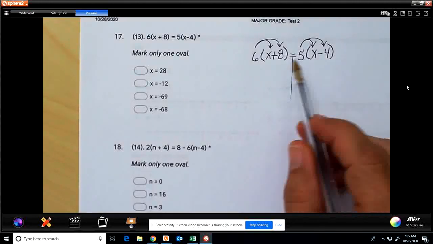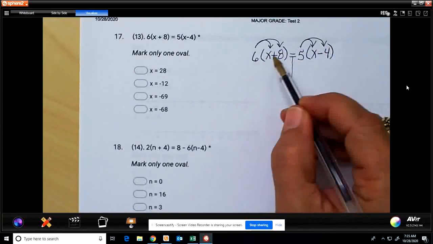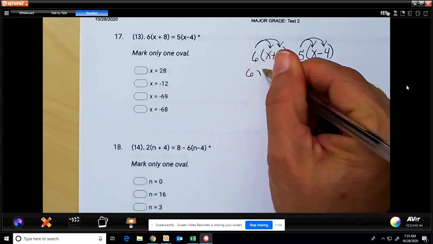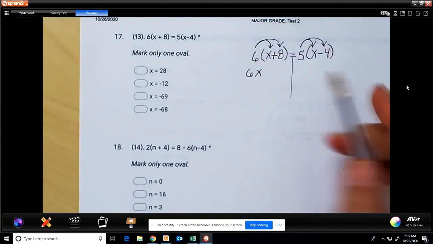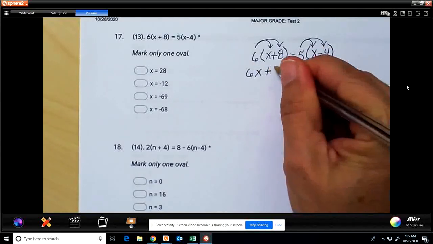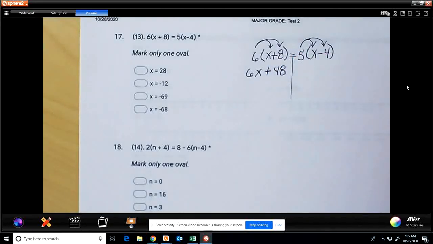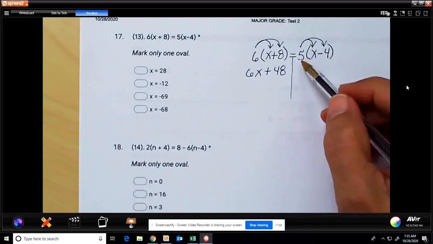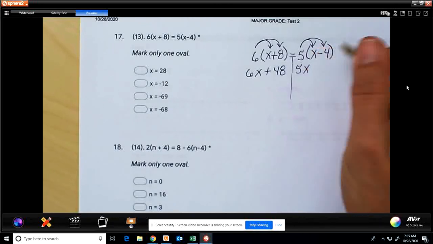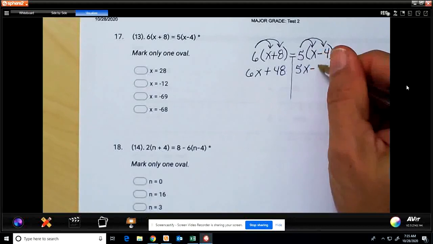So I'm going to go ahead and show you the distribution portion right quick. We have 6 times x, which is 6x. Then we have 6 times 8, which is 48. Now we need to distribute here. 5 times x is 5x, and then 5 times negative 4 is negative 20.